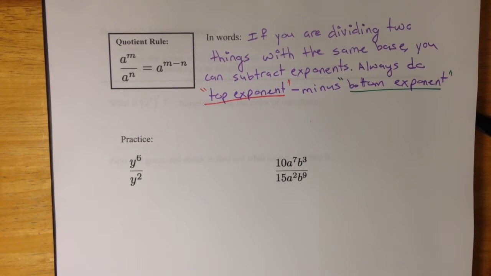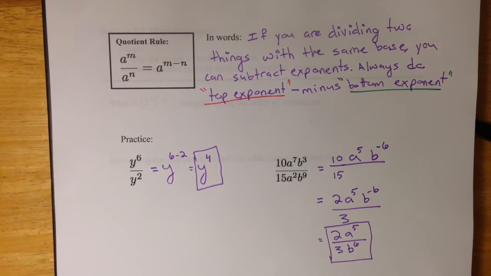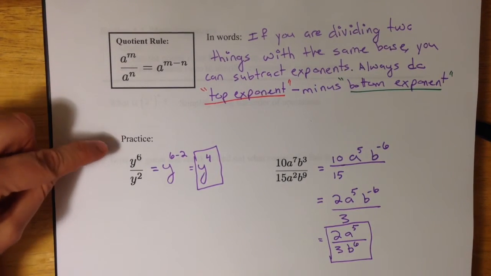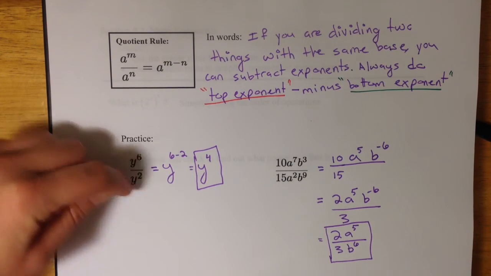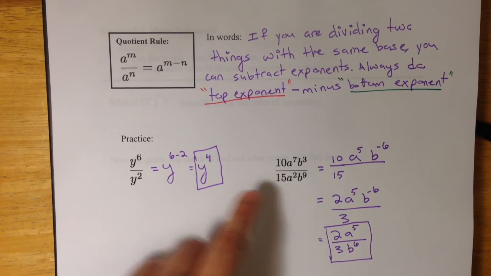Finally, we've got 2 practice problems with the quotient rule. You might want to pause the video and try these and then come back and see how I did them. Are you ready to look at how I did these 2 problems? For y to the 6th over y squared, we simply subtract the exponents, 6 minus 2, to get y to the 4th.